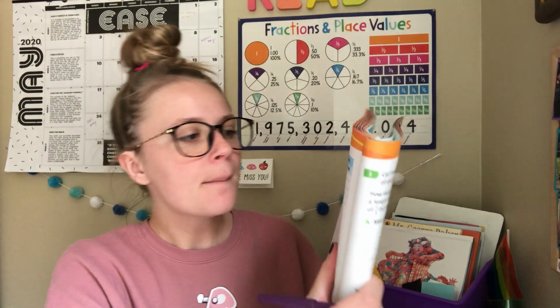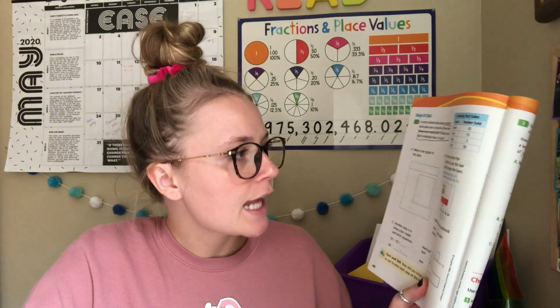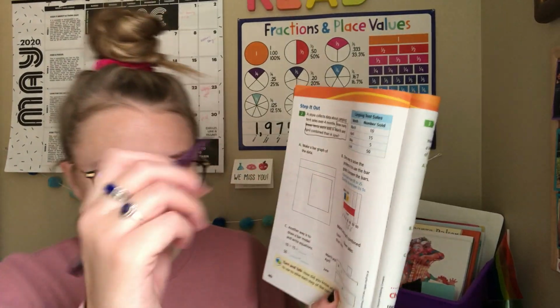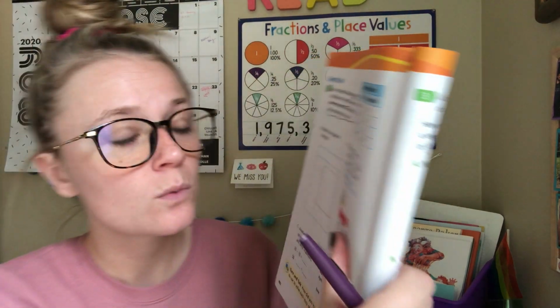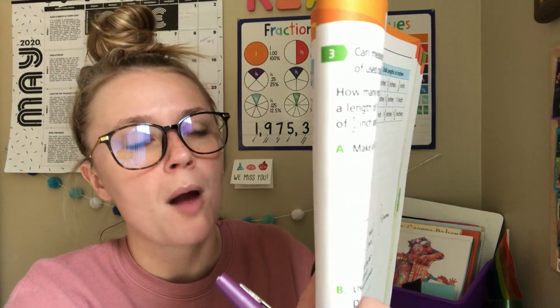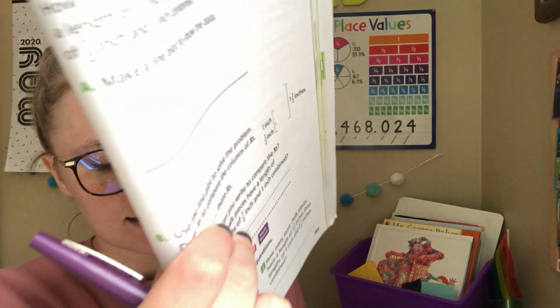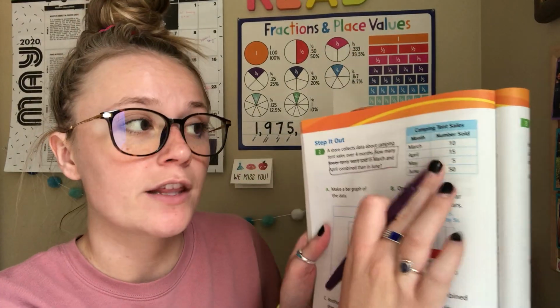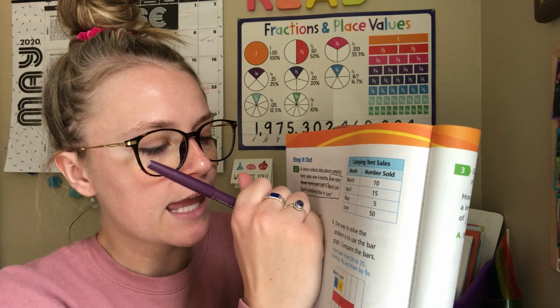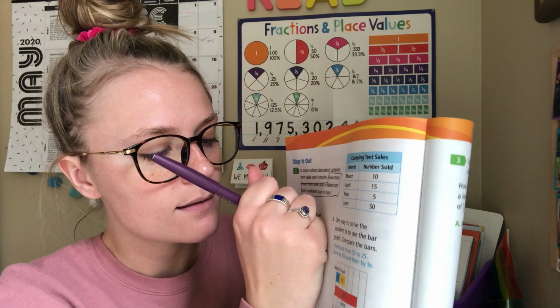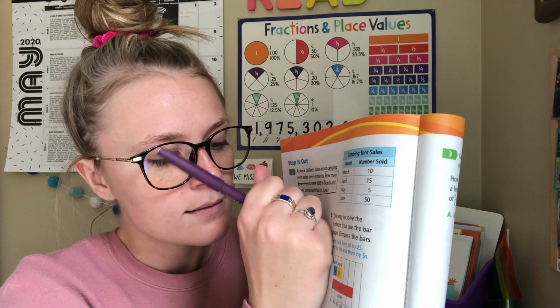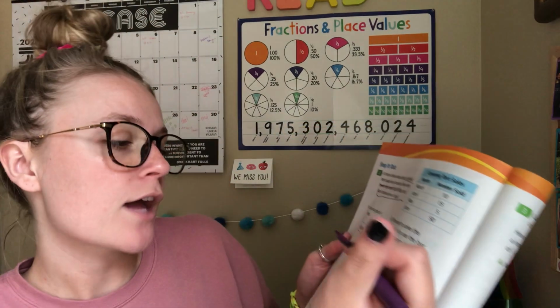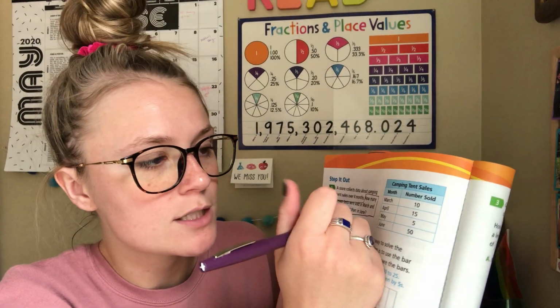So it says, make a bar graph of the data. Again, we need to name our graph. We'll probably just call this camping tent sales because that's what we have over on this chart. So I'll just say camping tent sales. And it looks like they're doing a horizontal graph, so that's what we'll do too.